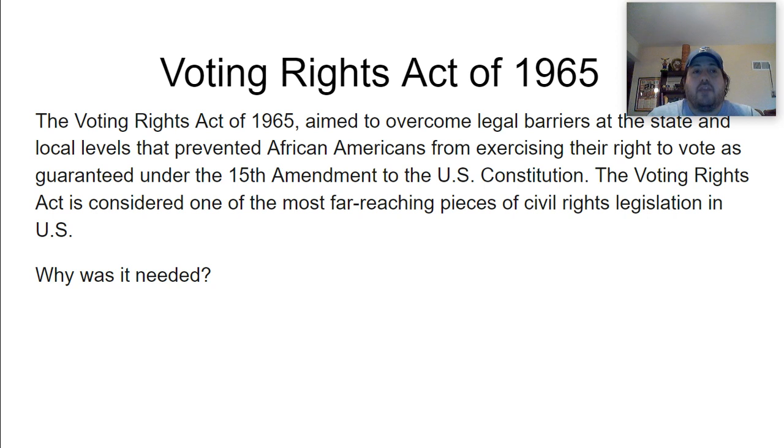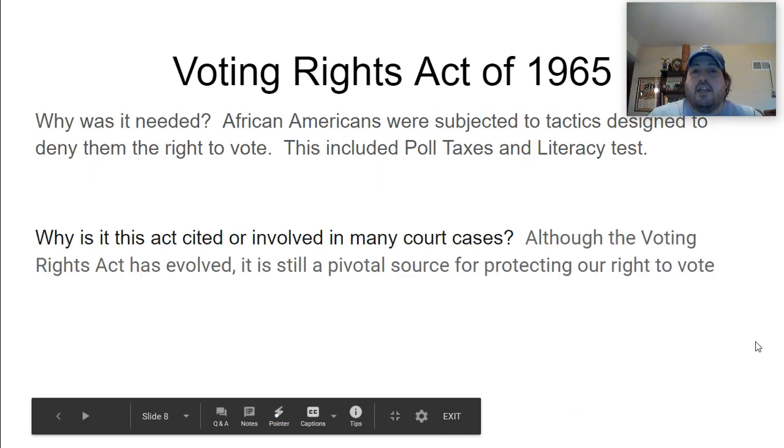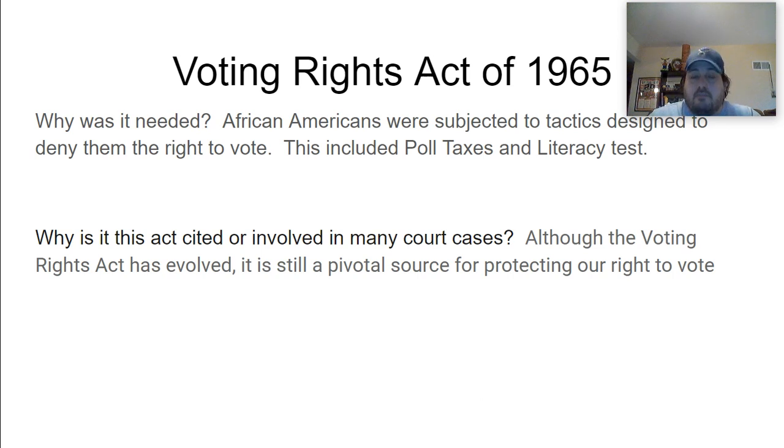The next year, the Voting Rights Act of 1965, that's another one, aimed to overcome legal barriers at the state and local levels that prevented African Americans from exercising their right to vote as guaranteed under the 15th Amendment of the Constitution. The Voting Rights Act is considered one of the most far reaching pieces of the civil rights legislation in the U.S. And it's needed again to combat those poll taxes and literacy tests to make sure that these African Americans and anyone is being able to vote freely.